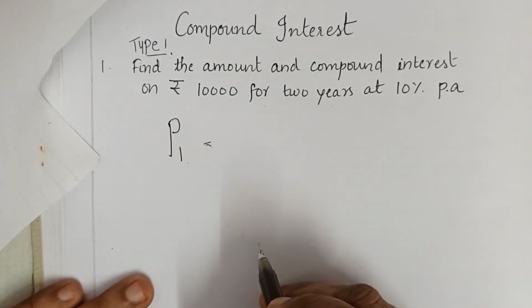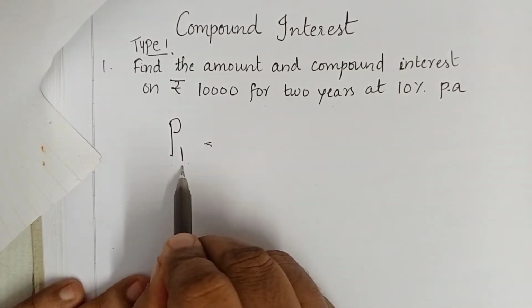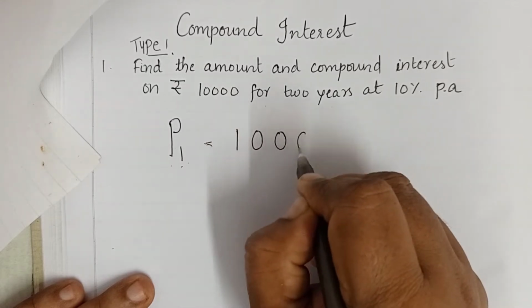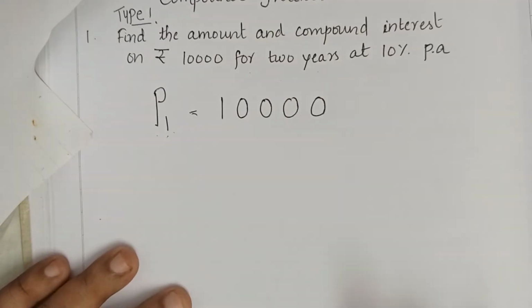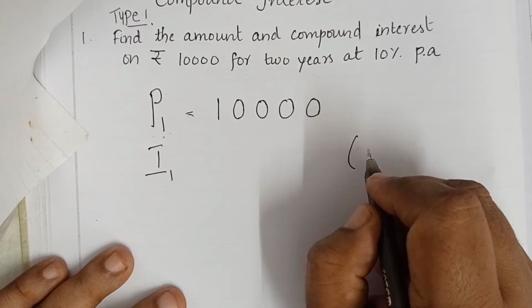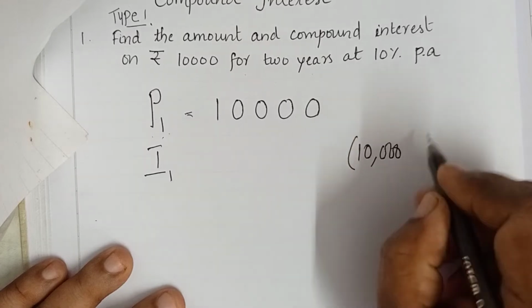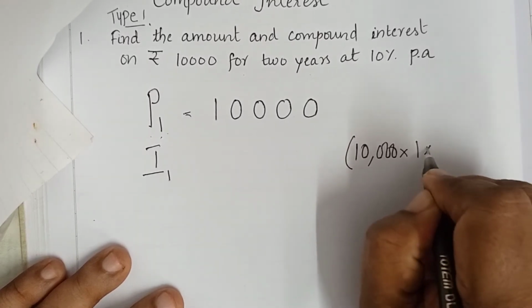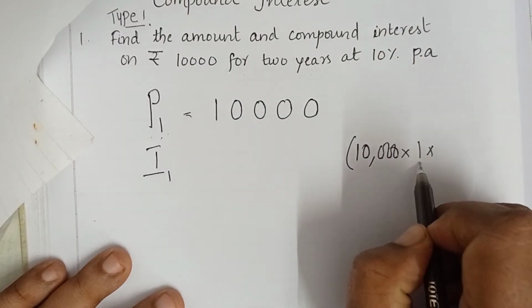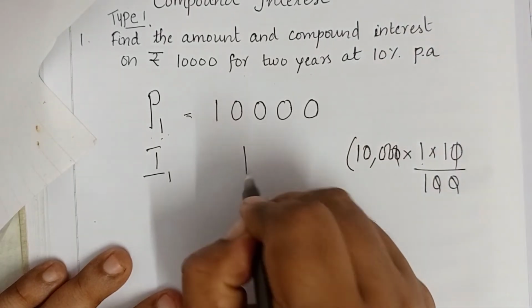P1 stands the notation for principal for the first year. P1 means principal for the first year. All of you look here. 10,000 is the principal. Understand? Then I1 means interest for the first year. Here we apply the successive method. That means you have to apply simple interest method. 10,000 into 1 into 10 by 100. He actually deposited for 2 years, but we write here the first one year. What's the answer? Yes, 1000.